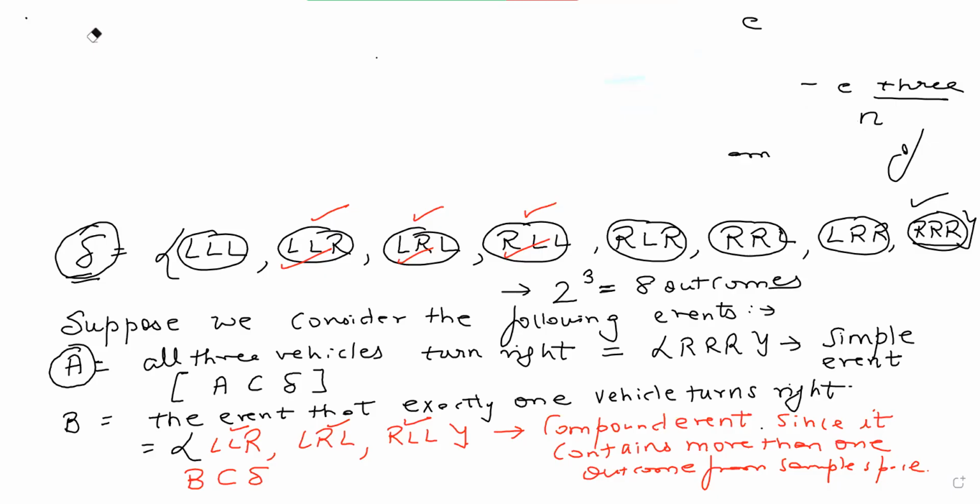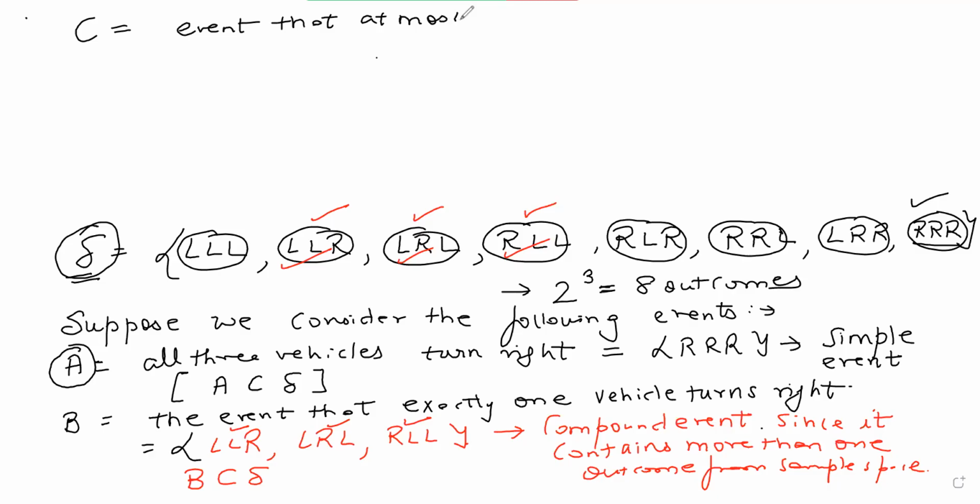Where we have the event C. The event C is the event that at most one of the vehicles turns right. Now, can we write the elements of event C? At most one of the vehicles. At most one means none of the vehicles turns right, or exactly one of the vehicles turns right.